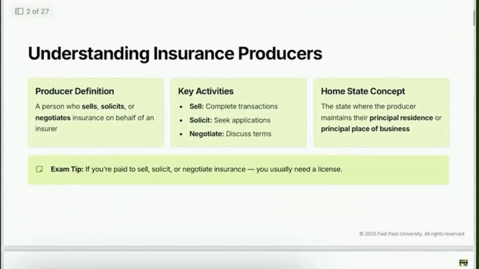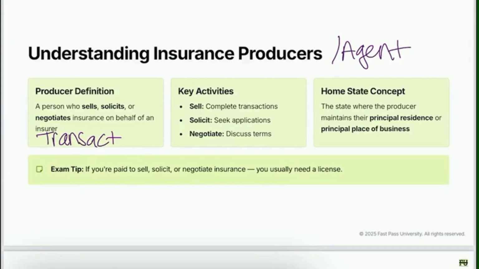Understanding insurance producers. When you see the word producer, you should know that that is interchangeable with agent. Insurance agents, insurance producers, that's what you will all be when you pass your exam. And the definition of a producer or agent is a person who sells, solicits, or negotiates insurance on behalf of an insurer. Another term that also means selling, soliciting, or negotiating insurance is transact. To transact insurance, or transacting.